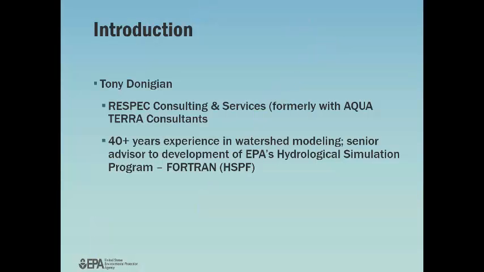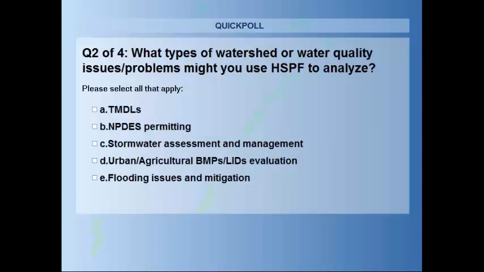You should see that on your screen now. Please take a moment to select all appropriate answer choices. Okay, a lot of people are using HSPF for TMDLs, stormwater, and urban ag BMPs. About 75% of people are using HSPF for TMDLs. About 50% for stormwater and 50% for urban agriculture, with about 30% for NPDES permitting, about 25% for flooding issues and mitigation.